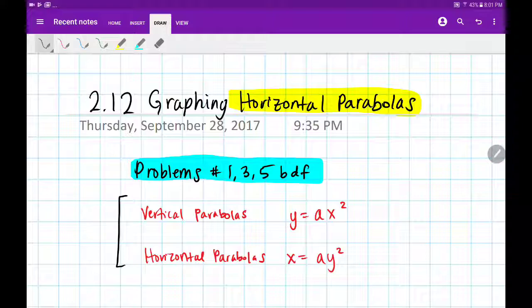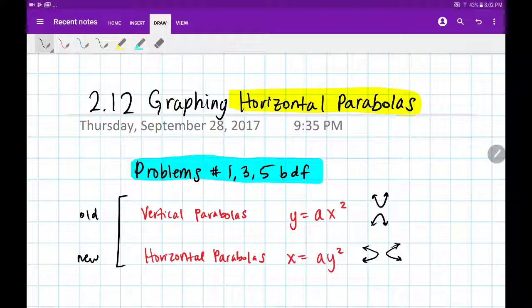Up until now we've been dealing with vertical parabolas. That means that they open up and down. Our vertical parabolas would be like the old stuff that we've been doing. And the new thing are these horizontal parabolas, which open to the left or to the right.